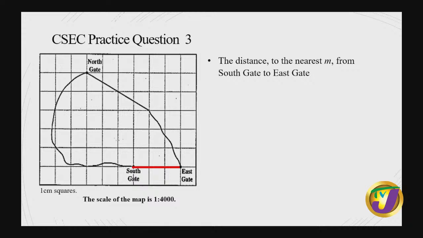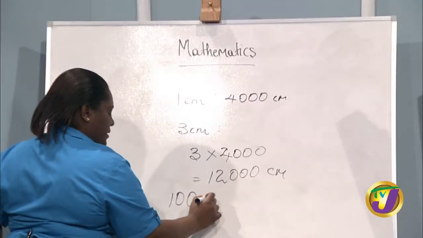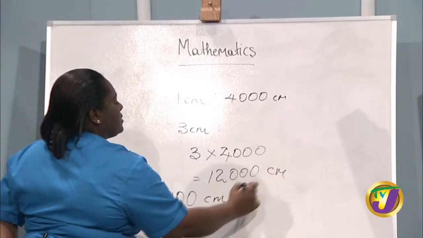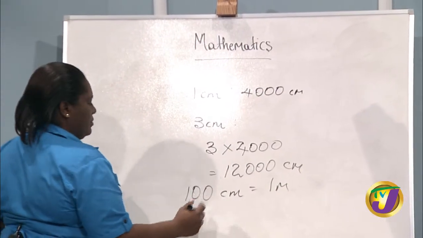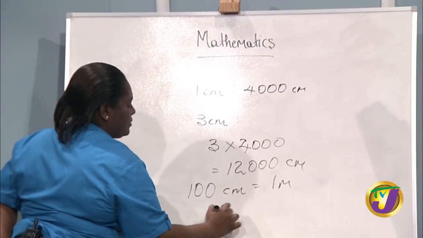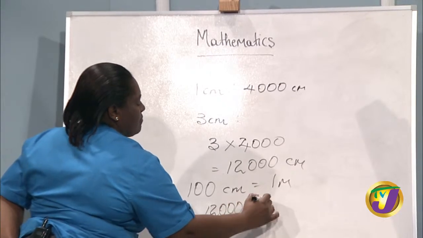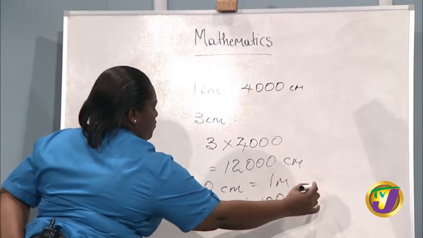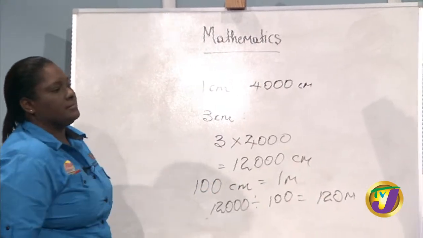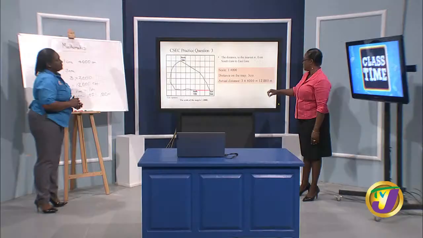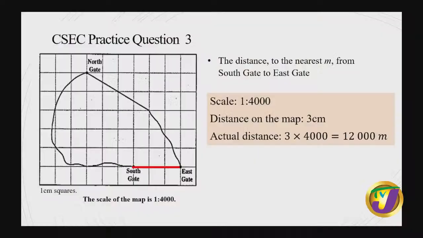12,000 in what? Centimeters. Not forgetting our units. And we remember that 100 centimeters give us a meter, so we're going to divide. 12,000 centimeters divided by 100 would give us 120 meters. Okay, so it's simple.